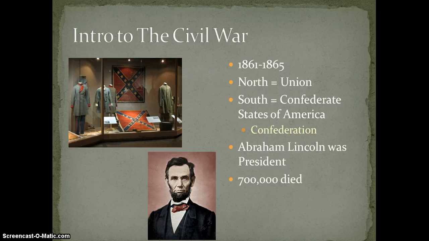700,000 people died during this war, and it's the bloodiest in American history. Two-thirds of the casualties were actually from infection and disease rather than just battle wounds. So that's a key piece of information.